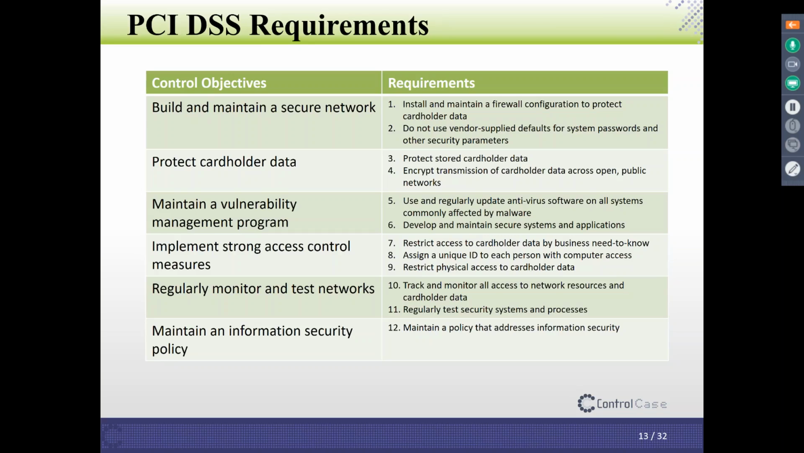Regularly monitoring and testing networks, which is ensuring you're doing penetration tests, vulnerability scans on a quarterly basis, and regularly testing systems and processes. And then ensuring that you have the right information security policies and procedures to address all the different components of PCI DSS.